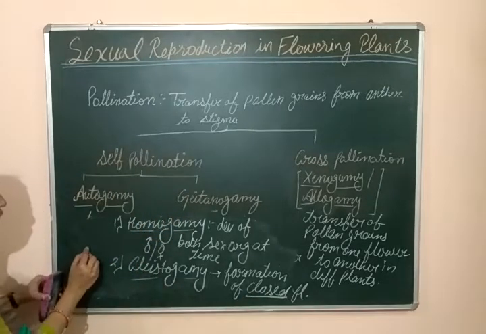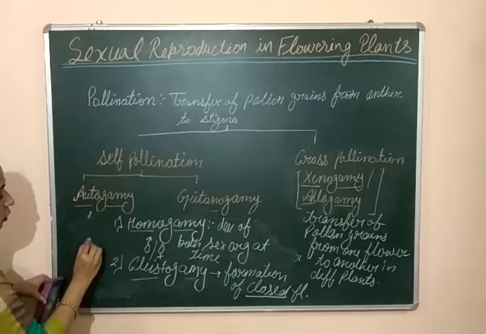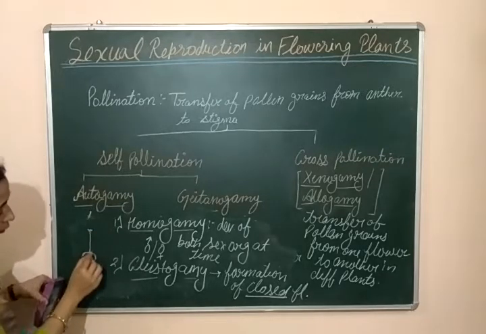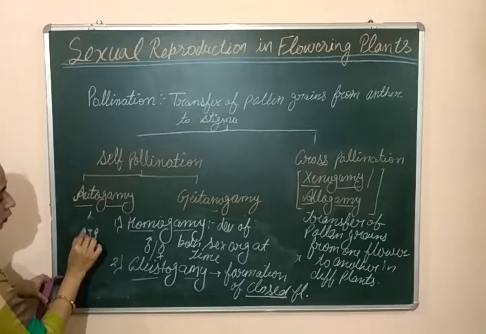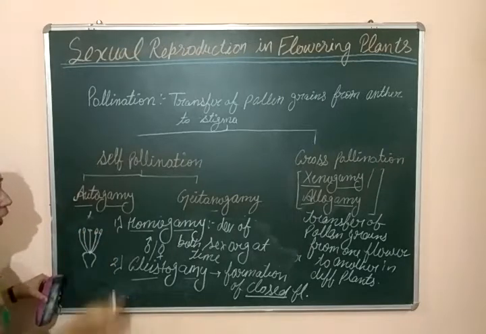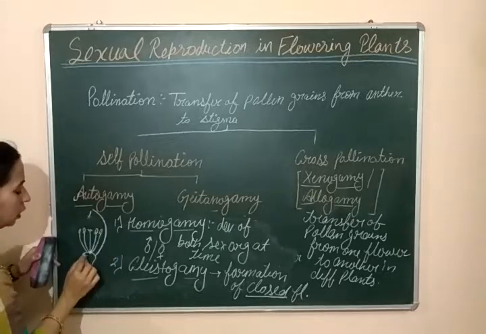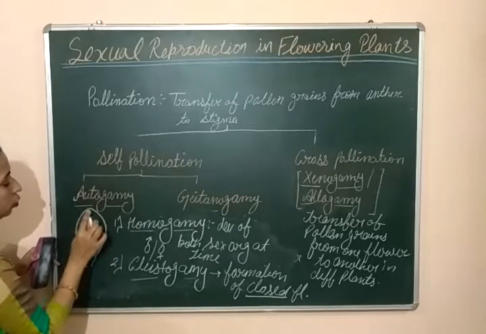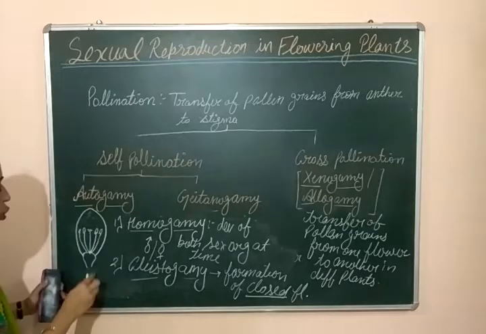In the case of a cleistogamous flower, if we draw it, here the stigma of the flower is present. Here is the anther, inside which the pollen grains are formed. And these flowers always remain closed. They do not come out of their bud stage. They always remain in the closed position.